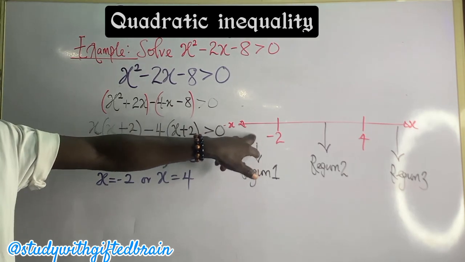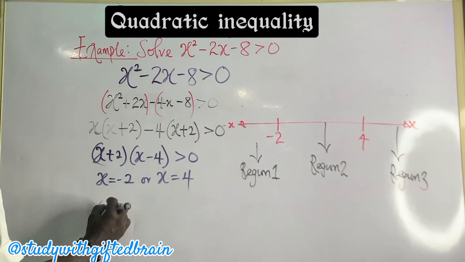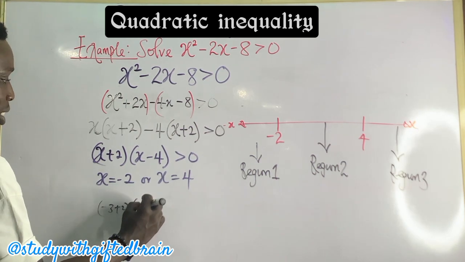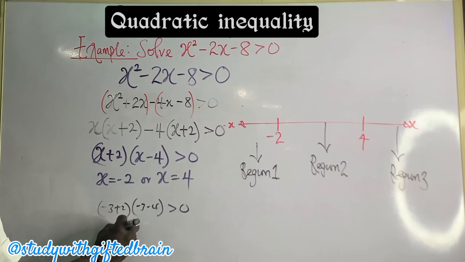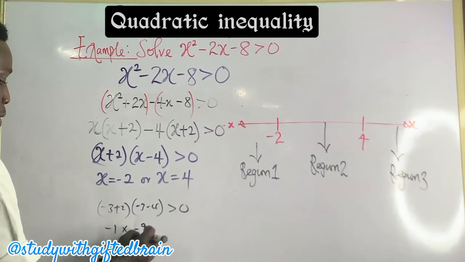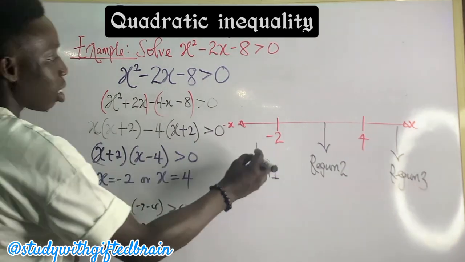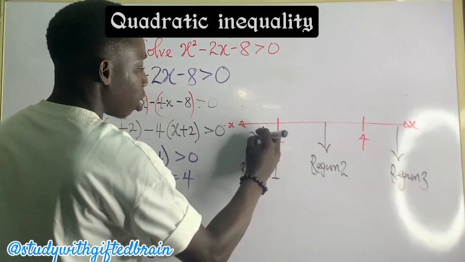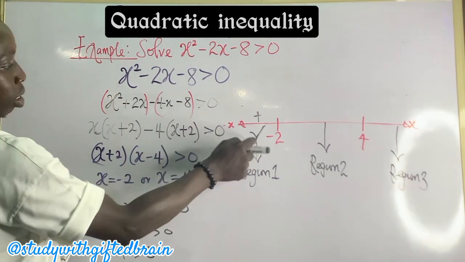Let's use minus 3. When you put minus 3 in this place, you have minus 3 plus 2 into bracket minus 3 minus 4 greater than 0. Minus 3 plus 2 will give me minus 1. Minus 1 times minus 7 will give me positive 7, which is actually greater than 0. It satisfies this inequality, so this region is correct, it's acceptable.